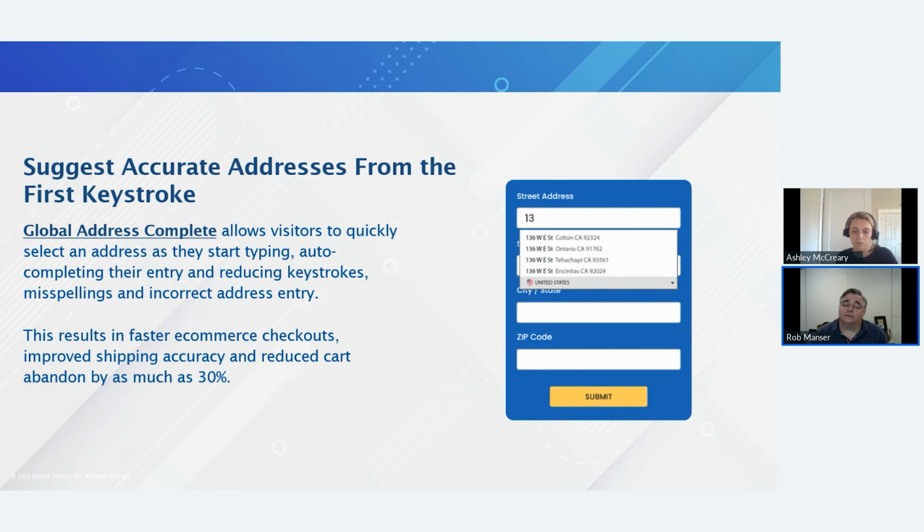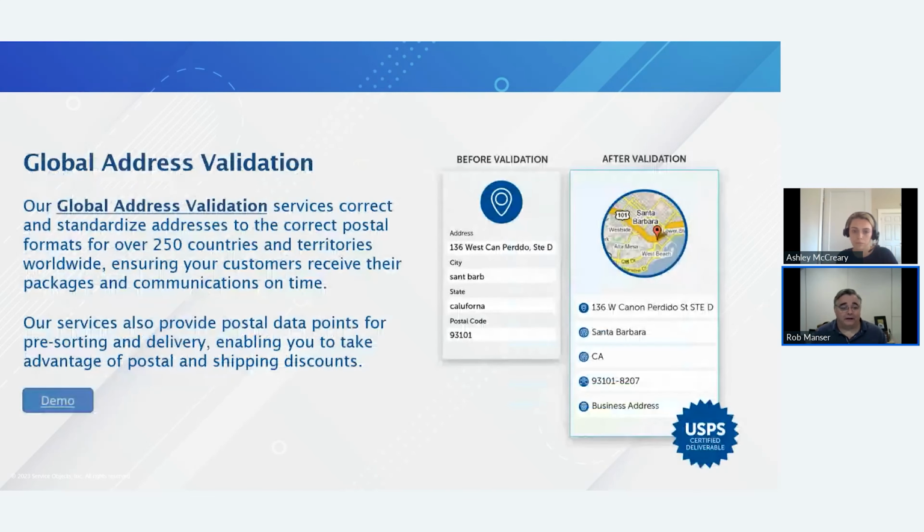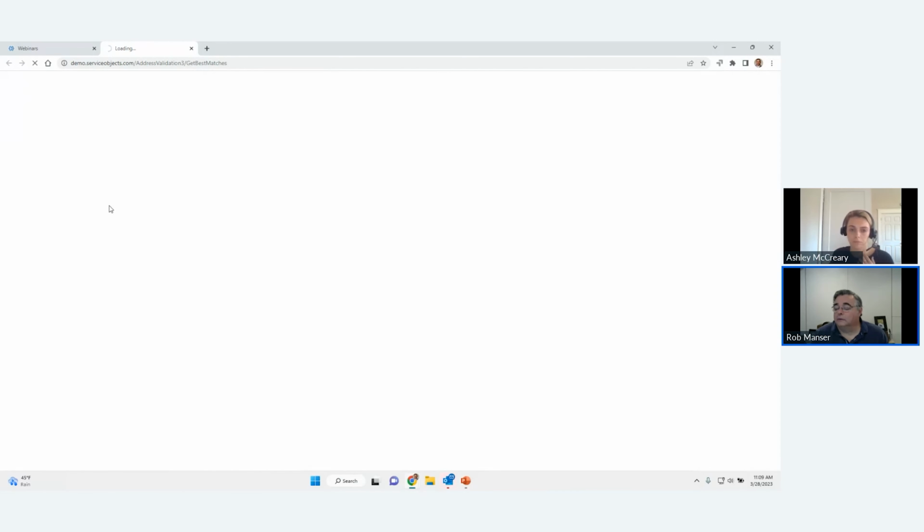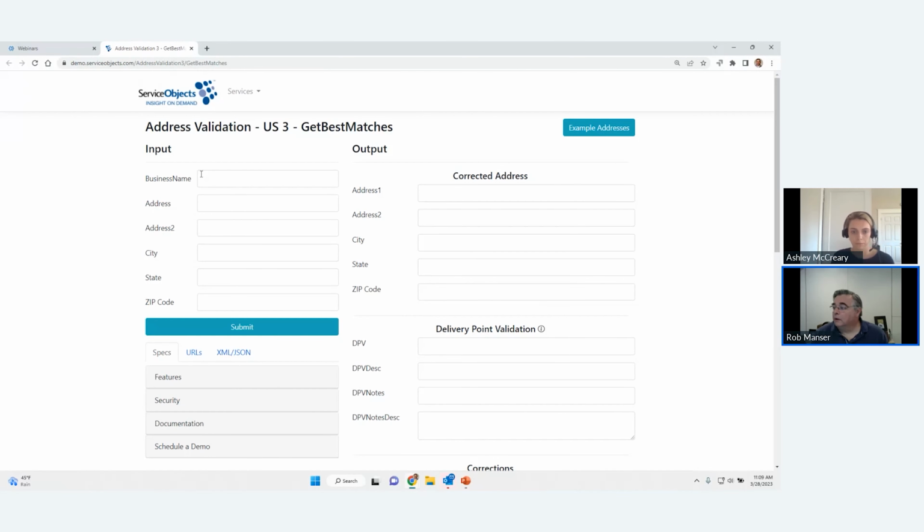Which then leads us into, once you capture that address, we want to validate it. Now, we offer global address validation services that can correct and standardize addresses to the correct postal format for over 250 countries and territories worldwide. This ensures that your customers receive their packages and communications on time. Our services also provide postal data points for pre-sorting and delivery, enabling you to take advantage of postal and shipping discounts. And I thought it'd be fun to maybe just take a quick peek at a couple of examples of how this works. So we'll just grab a couple.